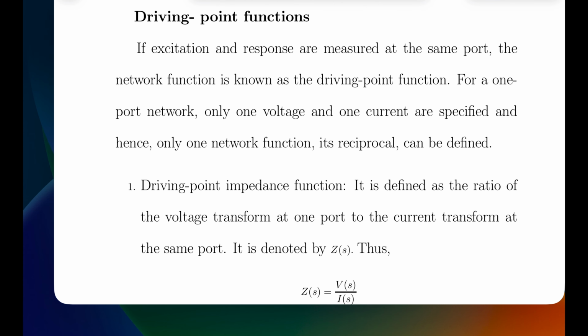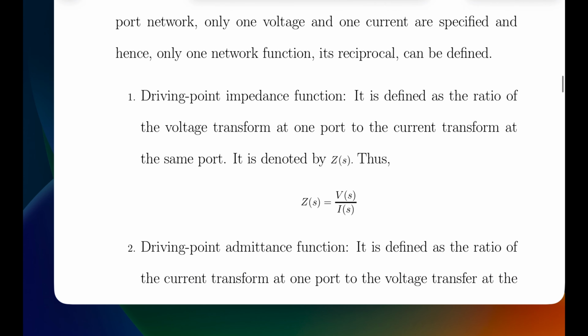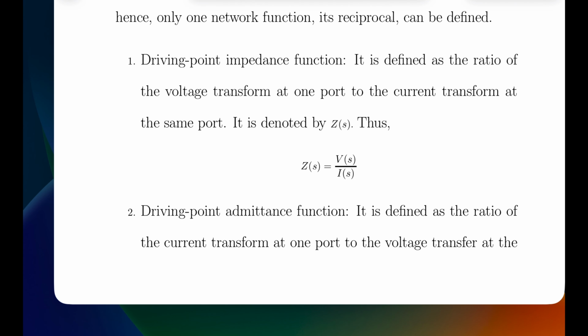So the first one is driving point impedance function. It is defined as the ratio of the voltage transform at one port to the current transform at the same port. It is denoted by Z(s). Thus, Z(s) is V(s) upon I(s). So the numerator is voltage and the denominator is the current. So ratio of voltage upon current is the impedance. Okay. So this is known as driving point impedance function.